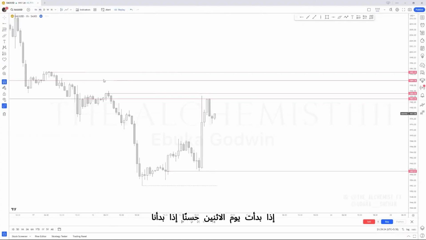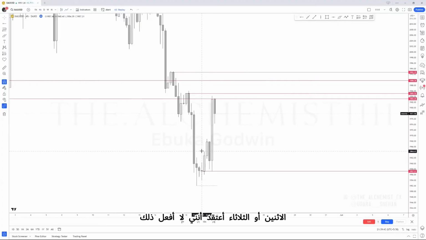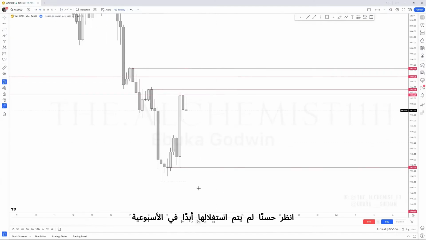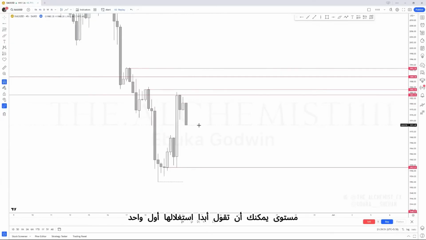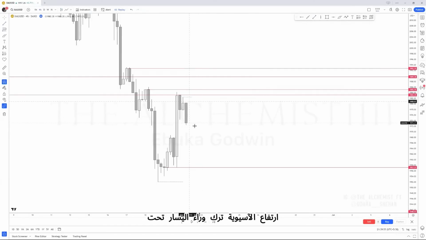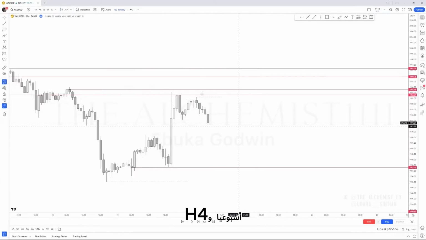Now if we start with Monday, Monday did something very important. We did not have any entries on Monday or Tuesday, I think. I don't remember. Let's see. Never tapped into the weekly level. First one dropped. Asia left its high. Monday's Asian high left behind, left below the weekly and H4 levels.